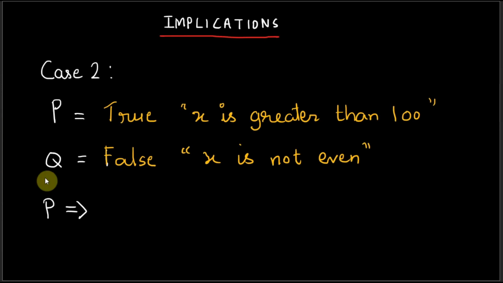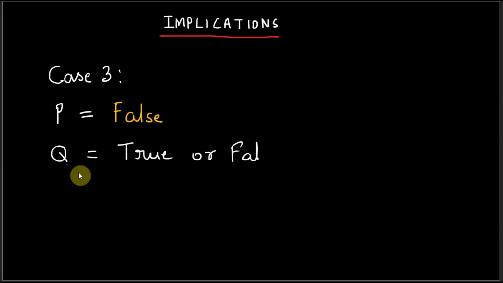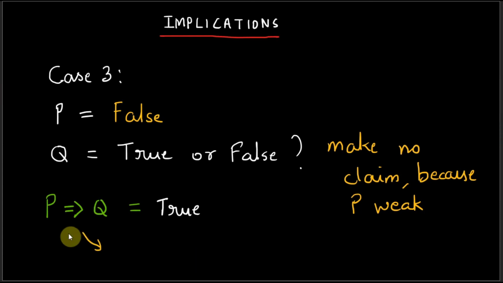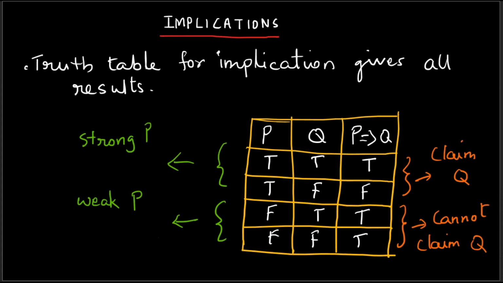And case 2 is, suppose P is true but Q is false, meaning X is greater than 100 but it is not an even number. So the statement P implies Q is false in this case. Now the third case is when P is false: the conclusion Q could be true or false and we do not make any claim about it. However, implication is a statement and must give some true or false value. Therefore, it is sufficient to say that if P is false, P implies Q is true regardless of the truth value of Q. The truth table for implication shows all the results.